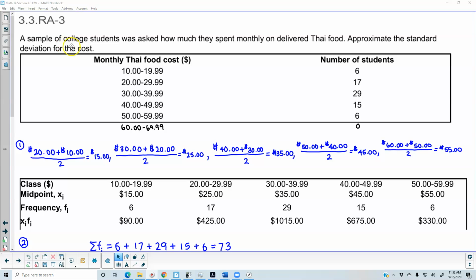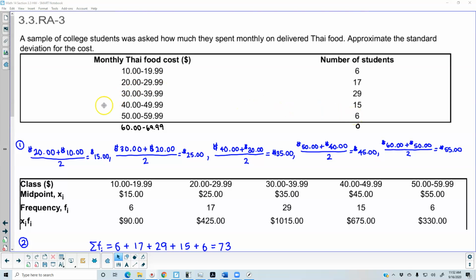3.3.RA-3. A sample of college students was asked about how much they spent monthly on delivered Thai food. We want to approximate the standard deviation for the cost. So if we look at the first column, we have the monthly Thai food cost, and these are the classes. The second column is the number of students, and therefore this is the frequency.